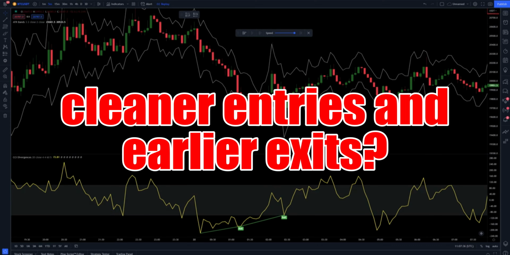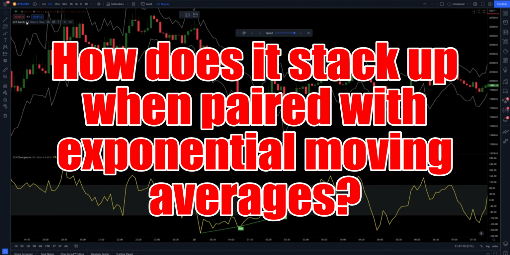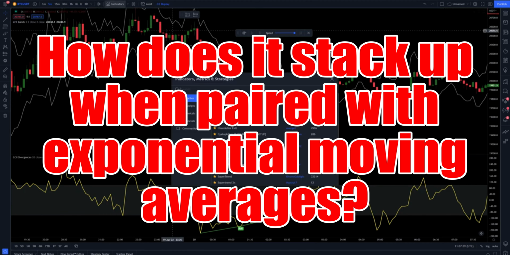Why are professional traders using it for cleaner entries and earlier exits? And how does it stack up when paired with exponential moving averages?